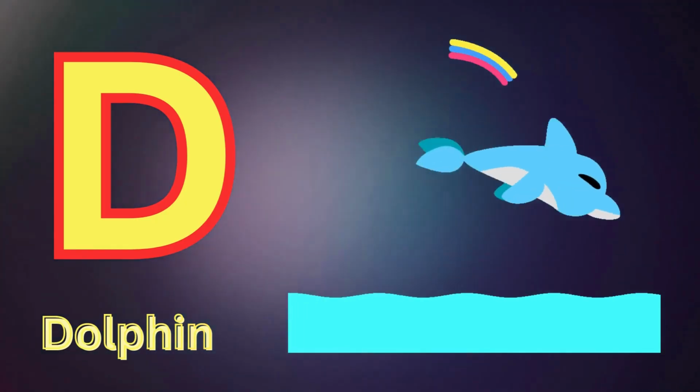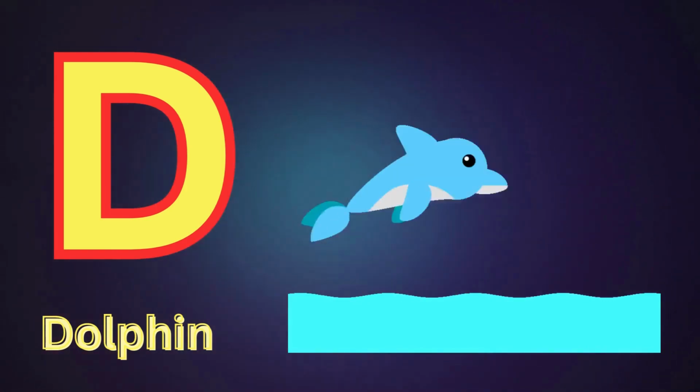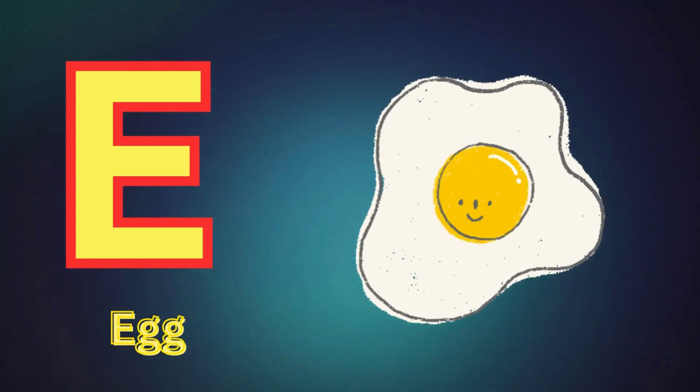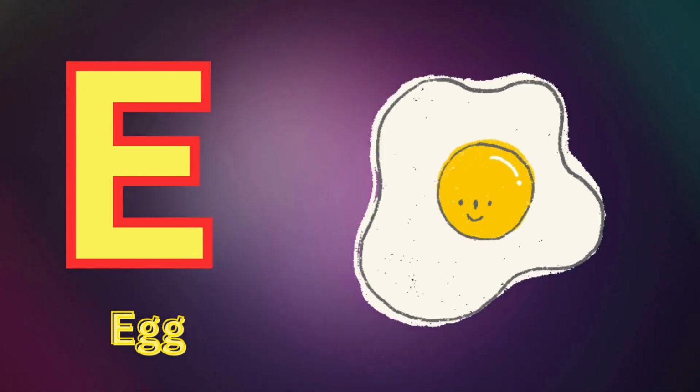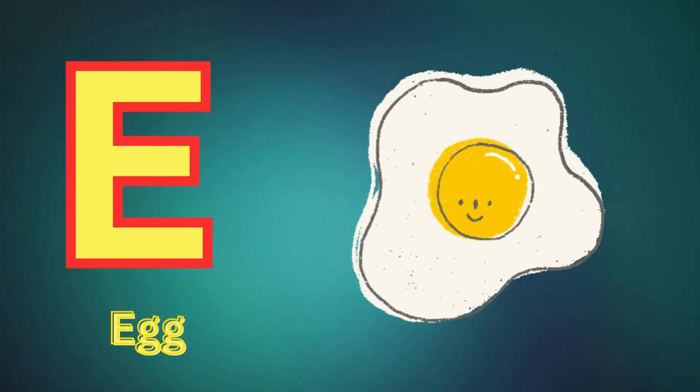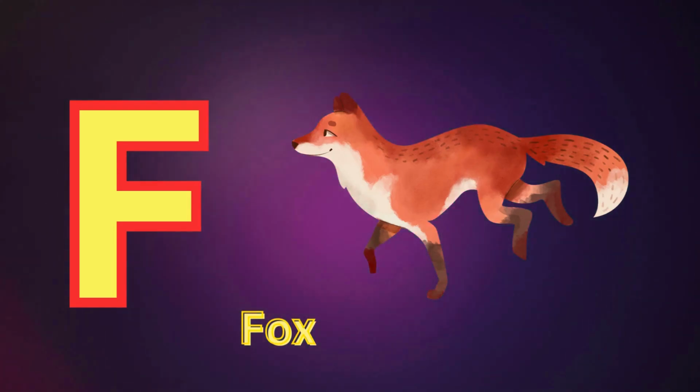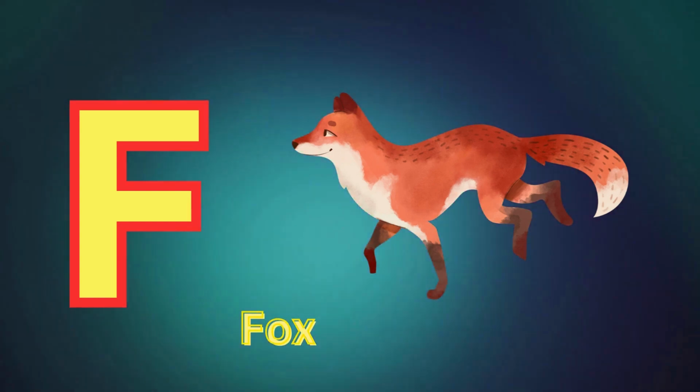D for dolphin. D for dolphin. E for egg. E for egg. F for fox. F for fox.